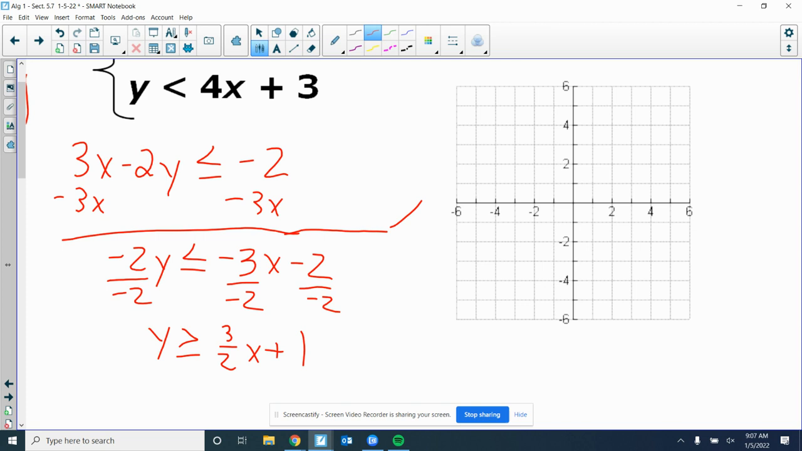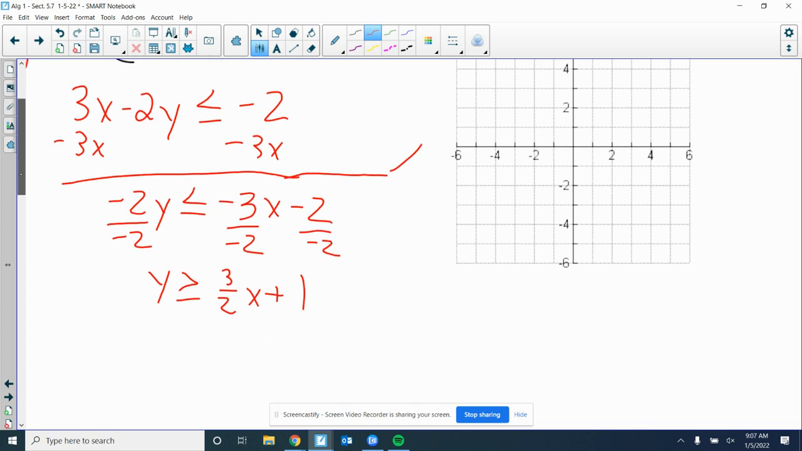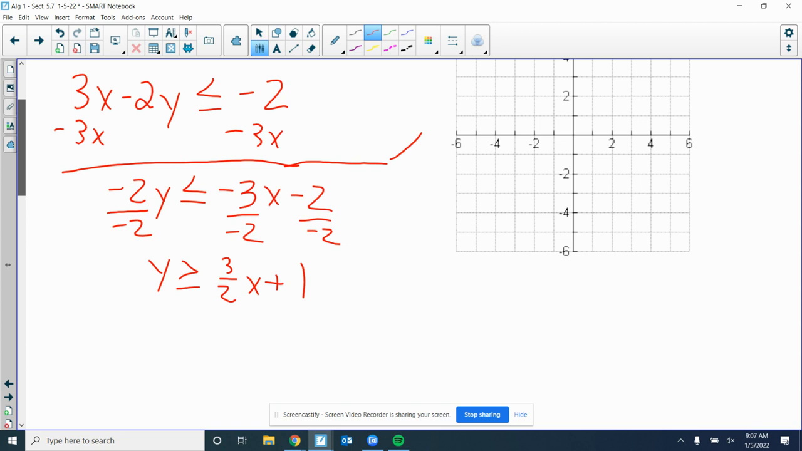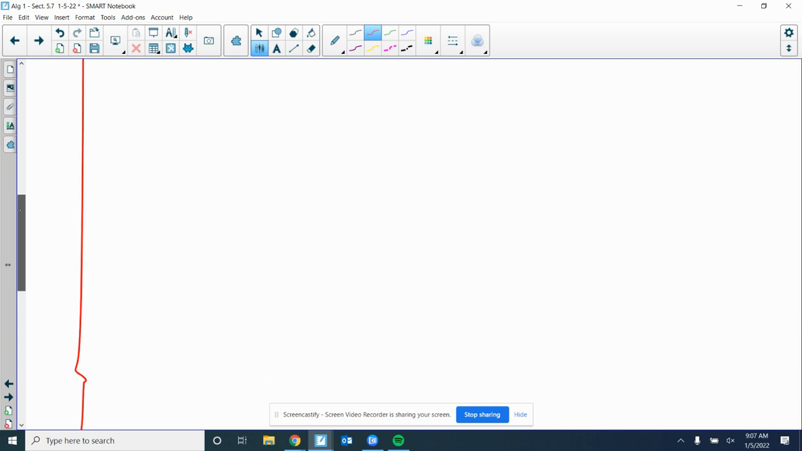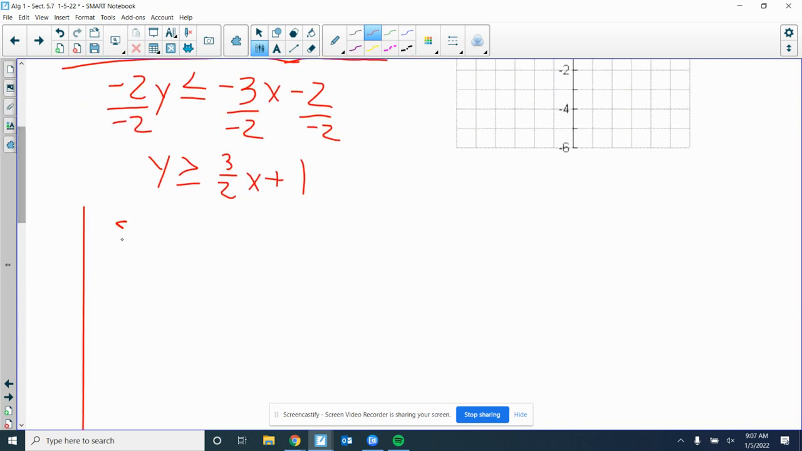Okay, there we go. Now, just give me solid or dashed. Solid. Why? Because equal to. Or equal to. Okay? Solid. We're going to go solid. Now, am I going to shade above or below? Maya, what do you think? Because it's what? Greater. Greater than. So shade above.